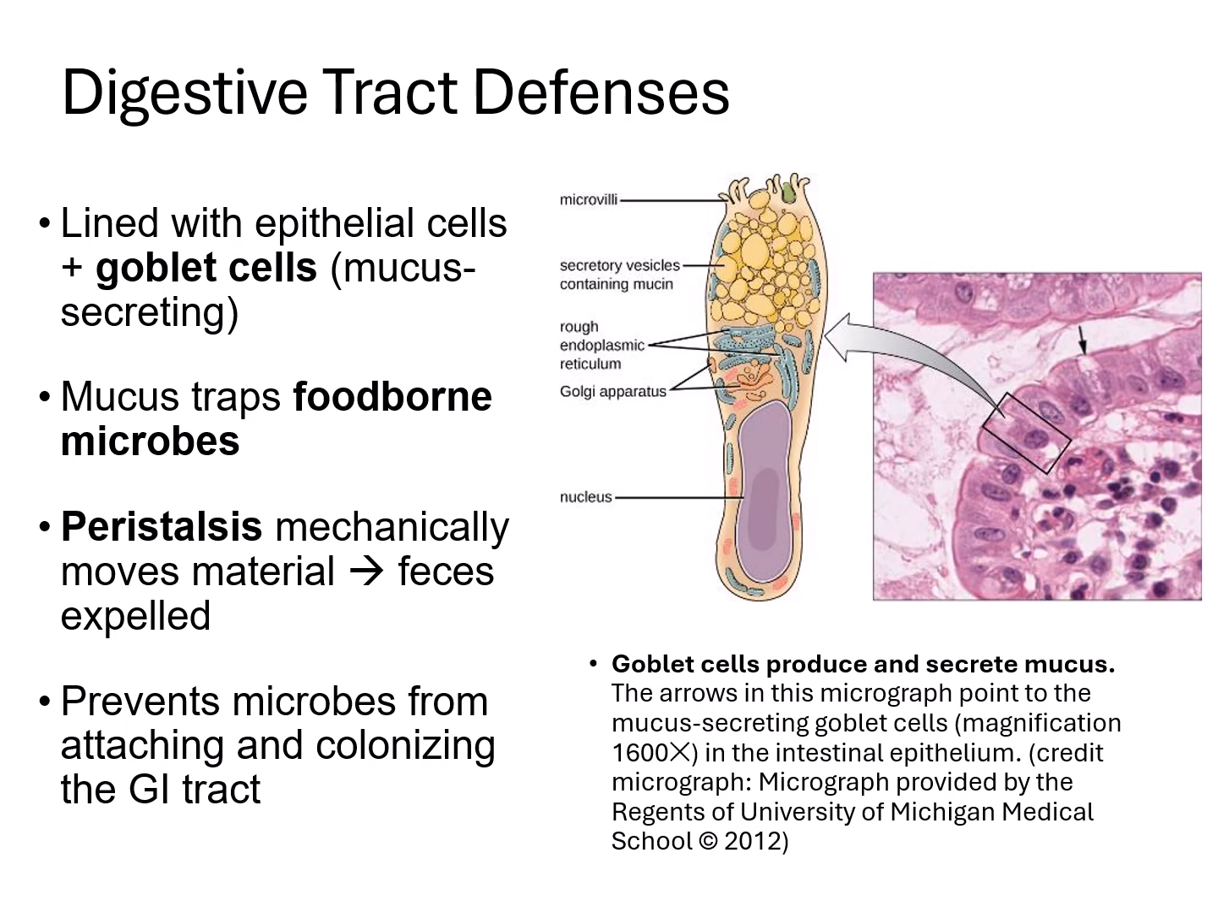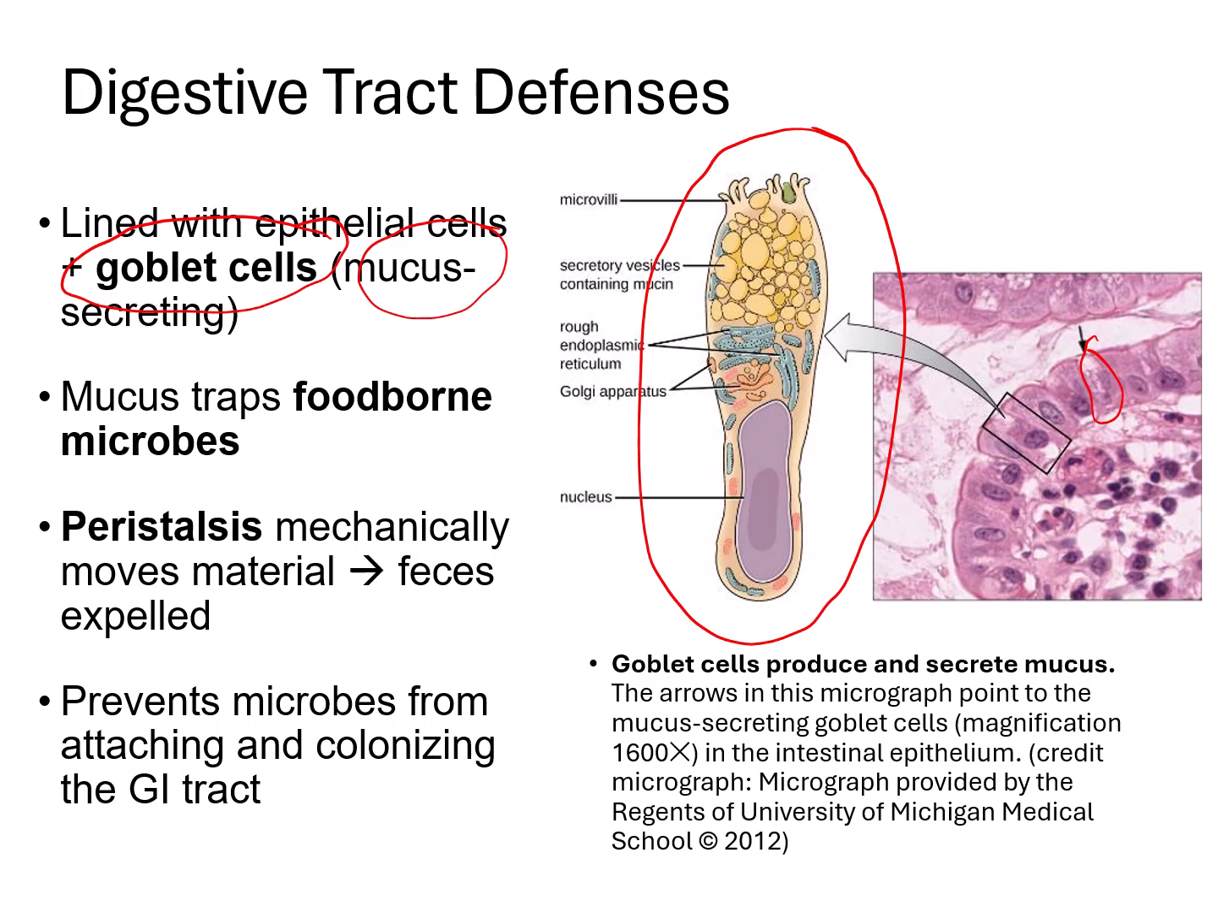The gastrointestinal tract is lined with epithelial cells as well as goblet cells which secrete mucus. So I can see a few here, and it looks like they magnified one of these here. This mucus will trap foodborne microbes.